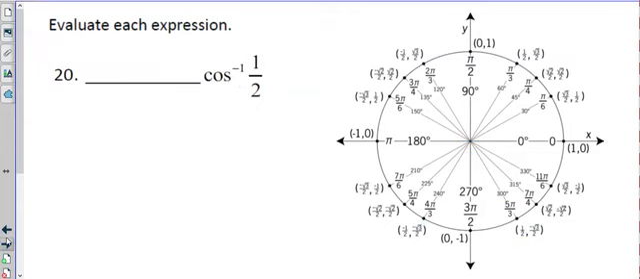Number 20. We're looking for cosine to be 1/2. Cosine is your x values. So positive x values are going to be over here. So we're going to have one right here, positive 1/2, and positive 1/2. Two answers are 60 and 300.